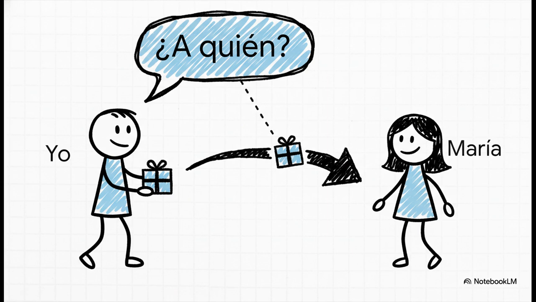Take this sentence. Yo doy un regalo a María. I give a gift to Maria. So, let's use our magic question, ¿a quién? To whom do I give a gift? Bam! The answer is right there. A María. That makes a María our indirect object. See how easy that was?